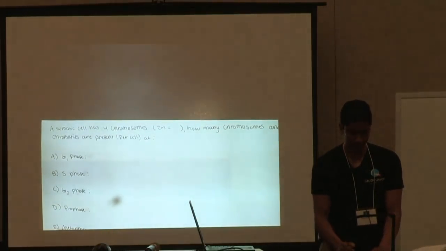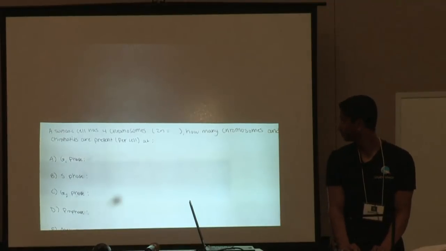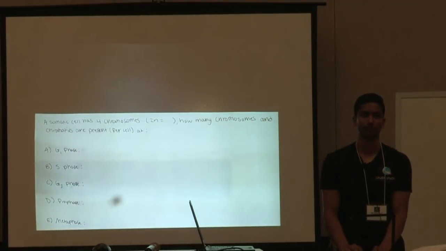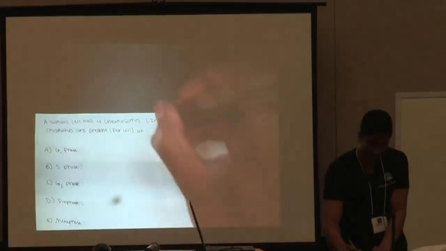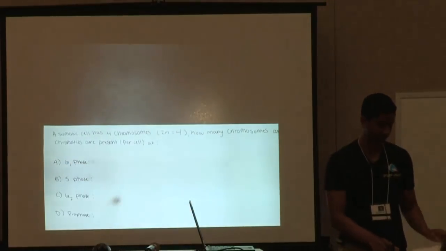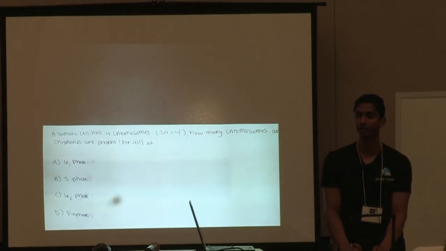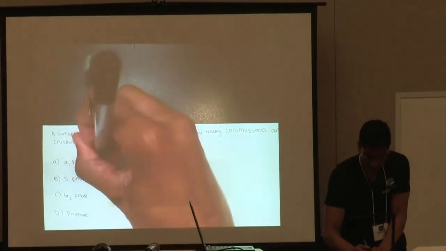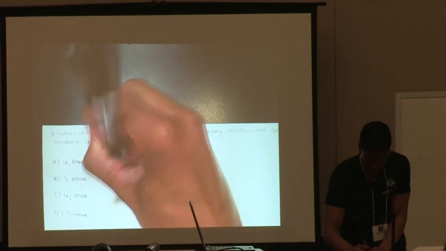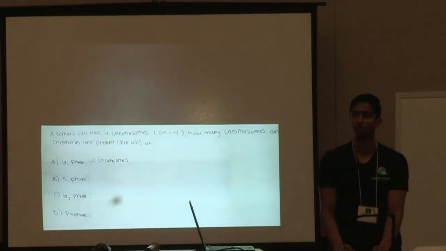All right, so a somatic cell has 4 chromosomes, so its 2n number equals what? 4, good. So how many chromosomes and chromatids are present per cell at, start with G1 phase? How many chromosomes are present in G1? 4. How many sister chromatids? 8.